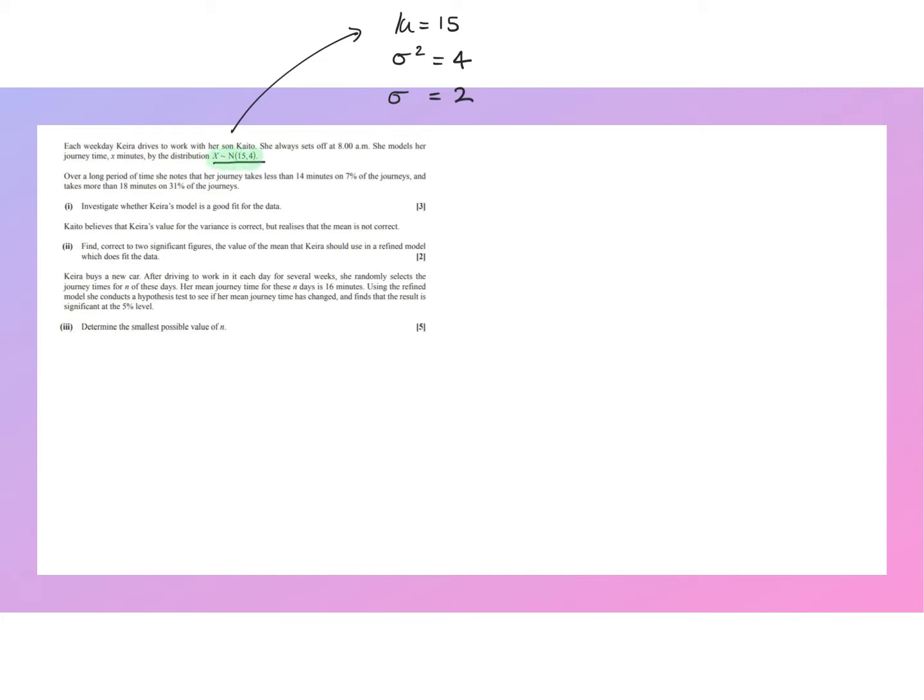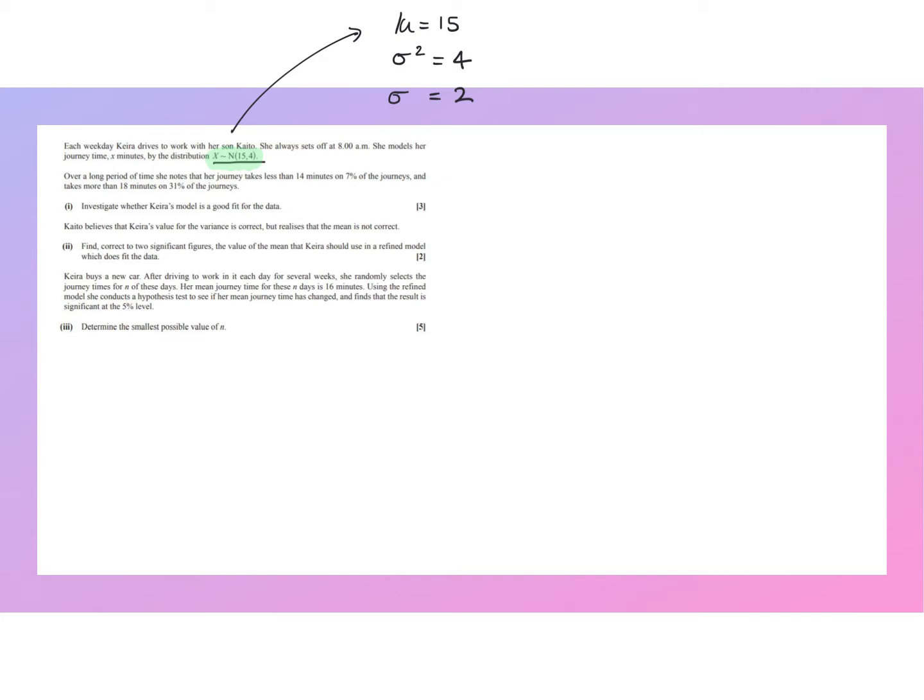so understanding how a distribution is set up is really important. Over a long period of time, she notices that her journey takes less than 14 minutes on 7% of the journeys and more than 18 minutes on 31% of the journeys. Investigate whether the model is a good fit for the data.